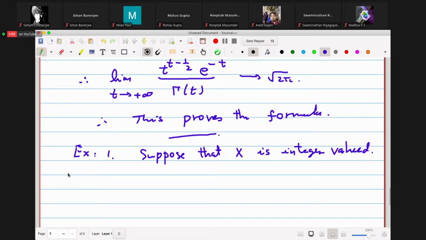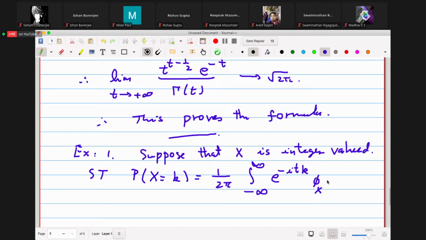X takes values in the integers. Show that the probability of x equals k is equal to 1 by 2 pi integral from minus infinity to infinity of e power minus itk, phi_x of t, dt.